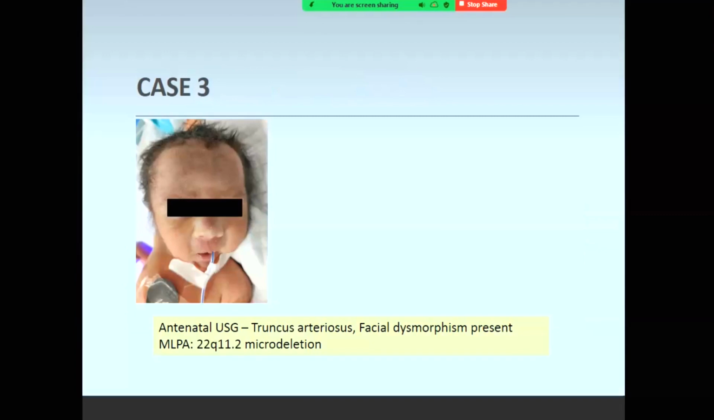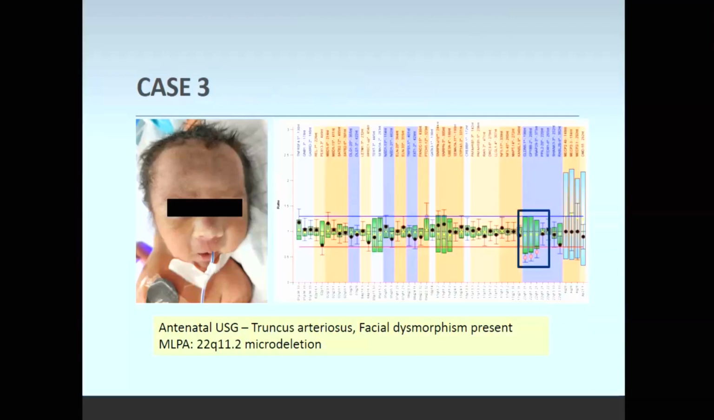So another case: in this baby, in antenatal USG, truncus arteriosus was detected, and after birth, we see that there is a facial dysmorphism. So in this, what do we suspect? In this case, we had done MLPA for common microdeletion, and here you can see that on the 22q11.21 region there is a deletion. Okay, so this is a case of DiGeorge syndrome.